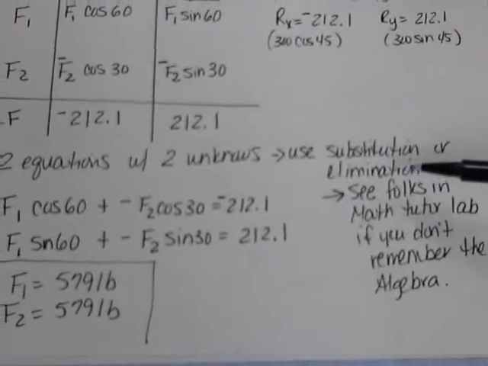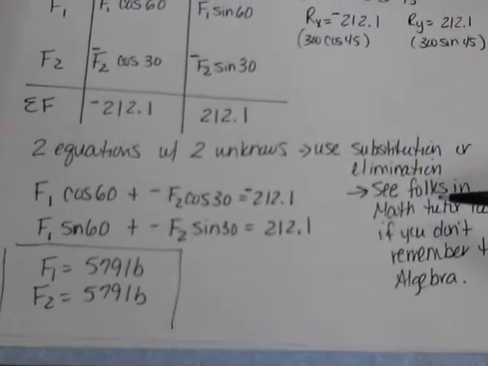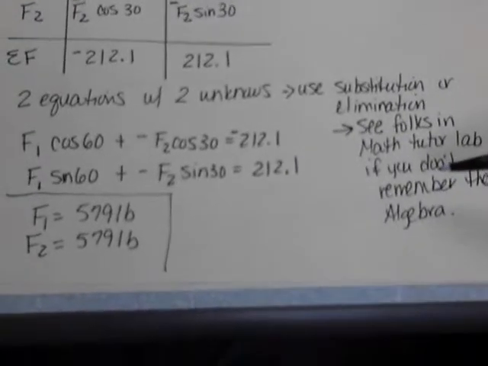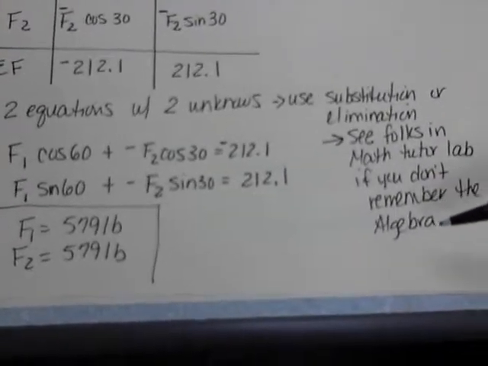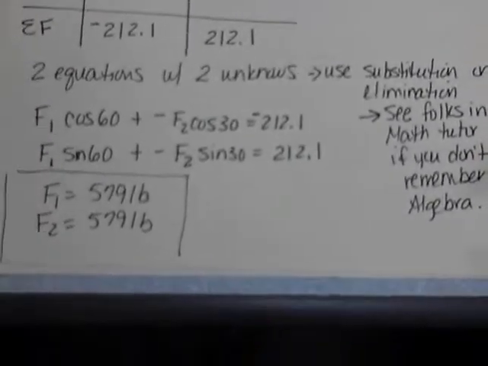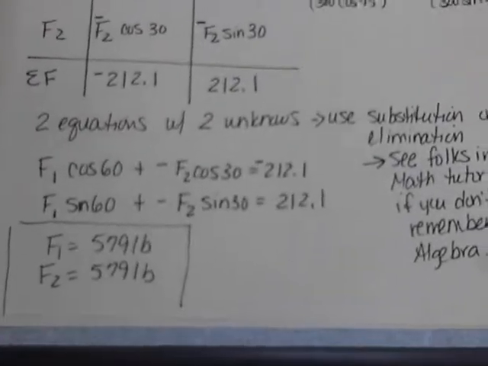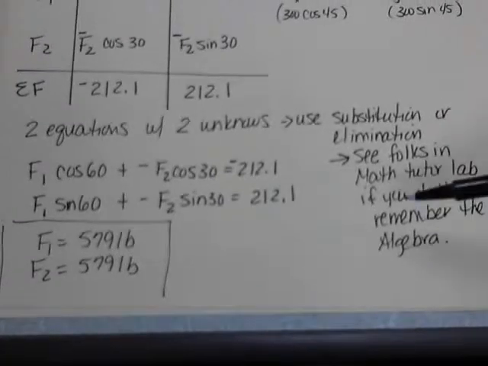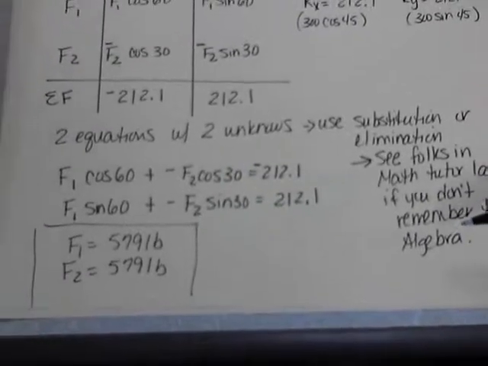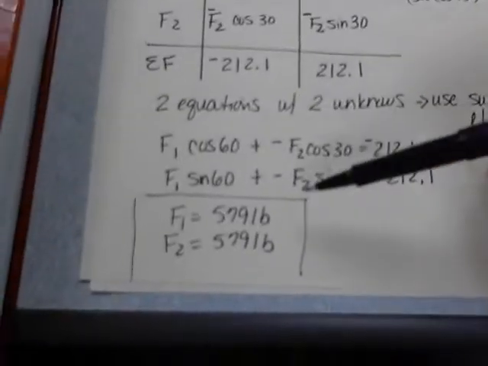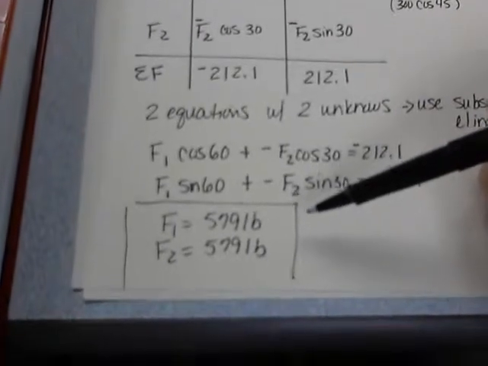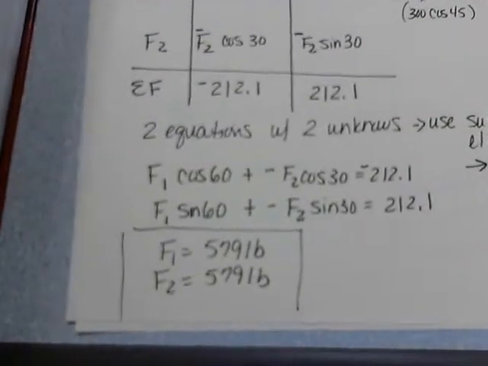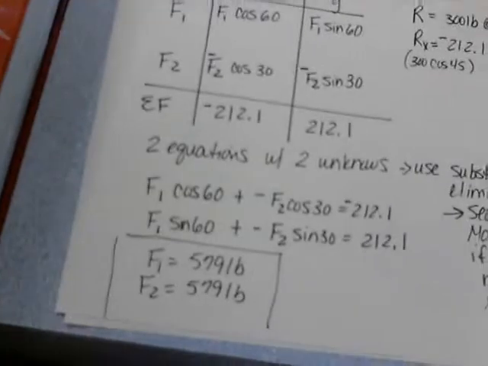Now, this is two equations and two unknowns. We can either use substitution or elimination. If you don't know these methods, then you need to go see the friendly folks in your local math tutoring lab. Being able to do algebra in statics is very important. So if you don't remember these techniques, make sure you see those folks. So after doing all the math, this is what your answers work out to be. They both work out to be 579 pounds.